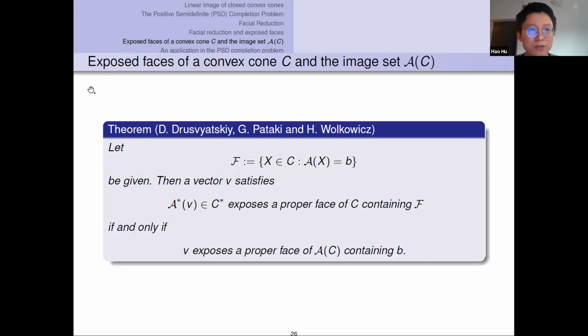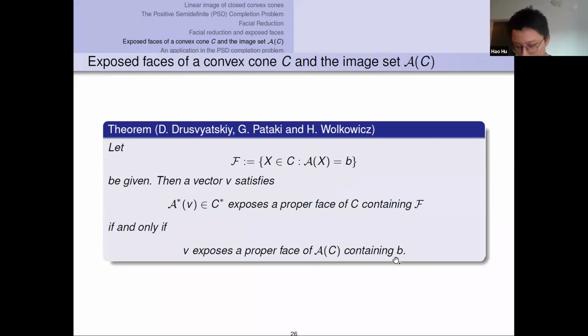The second main result in this paper states as follows: if we could find a vector V so that the auxiliary system in the facial reduction algorithm is satisfied, which means from the previous slides that A star V exposes a proper face of C containing the feasible region F, that is correct if and only if the vector V exposes a proper face of the image set AC containing the right-hand side B. So this result establishes a connection between the boundary structure of the feasible set F and the boundary structure of the image set AC.